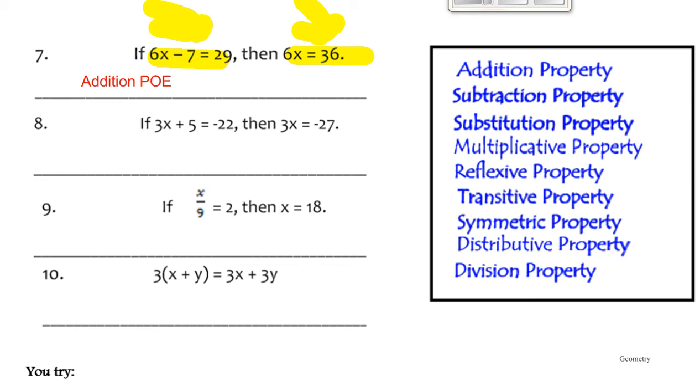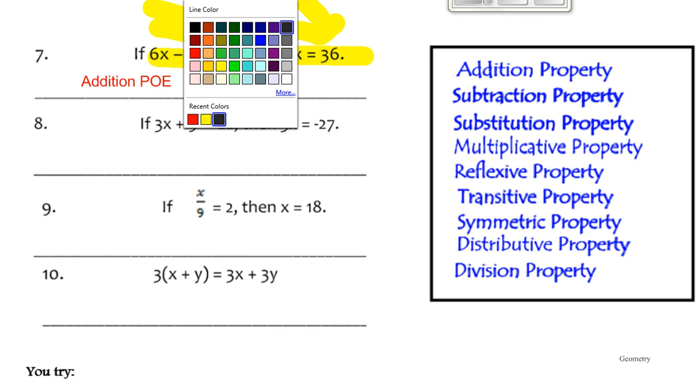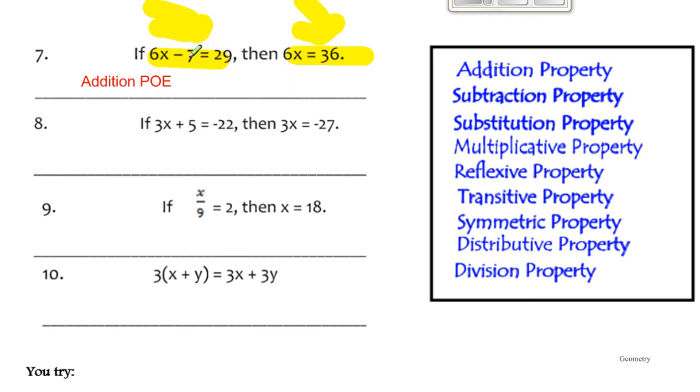addition property of equality. And how we got that is if you notice from here to here, we would have had to add 7. Oh, this is getting sloppy. That's better. All right, we would have had to add 7 to both sides of the equation to get -7 and 7 to be 0 pairs. And then 29 plus 7 is 36. So that's the addition property of equality.